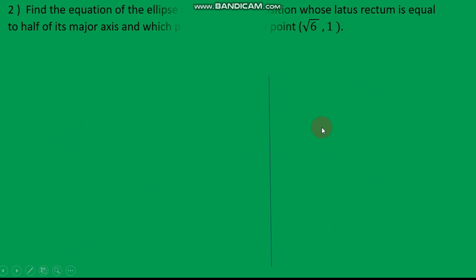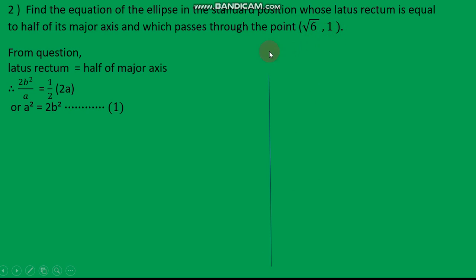Okay, now I have got another question. Find the equation of the ellipse in the standard position whose latus rectum is equal to half of its major axis and which passes through the point (root 6, 1). So look at here. From the question, latus rectum is equal to half of the major axis. The formula for latus rectum is 2b square by a. Remember this. It is equal to half of the major axis, 1 by 2, and the major axis is 2a.